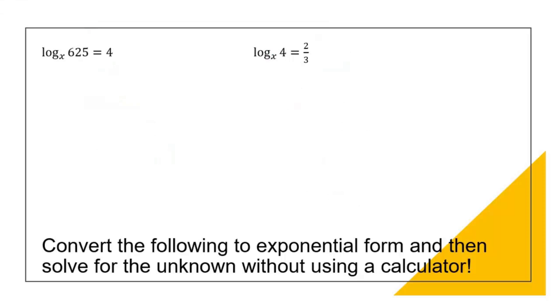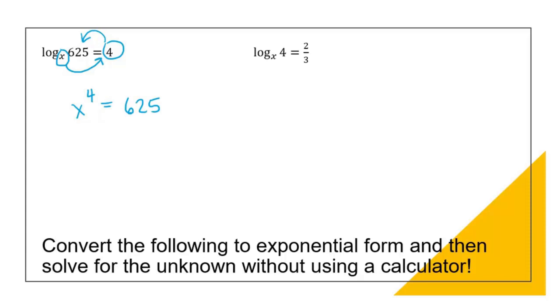The only version we haven't looked at yet is the one where our base is the unknown. But in fact, these are the problems we're much more familiar with, the ones we looked at before we started talking about logarithms and exponential functions. Let's rewrite it in exponential form. This tells us that x raised to the exponent 4 gives us 625.